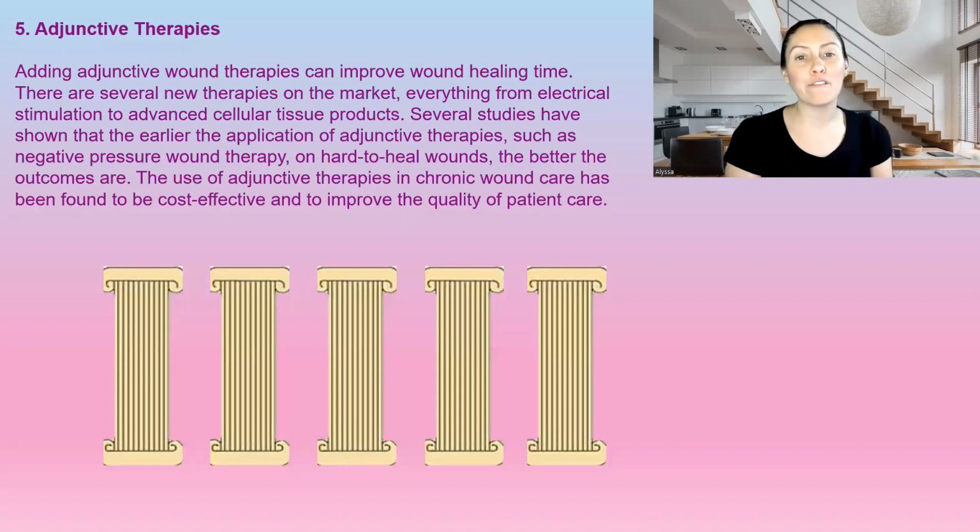Okay, pillar number 5, adjunctive therapies. So these are your more advanced wound care therapies. Okay, they can improve healing times, especially in those hard to heal wounds. There are several new therapies from electrical stimulation to advanced cellular tissue products.